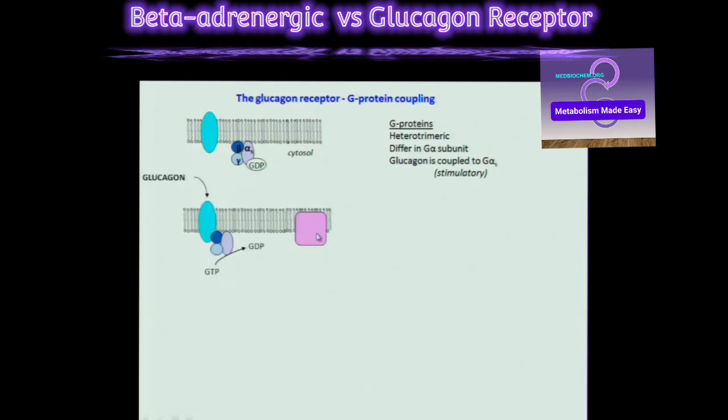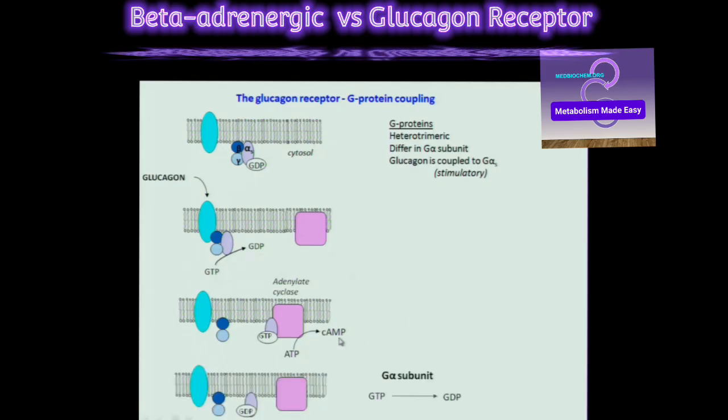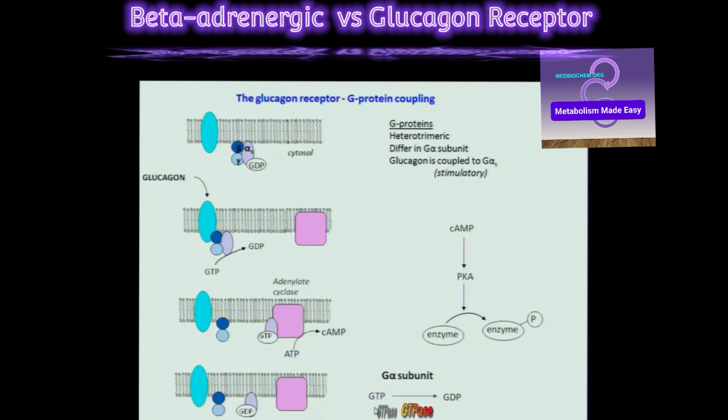Gs-alpha, adenylate cyclase, cyclic AMP is produced, and PKA is activated. And again, finally, a reminder that the alpha subunit has GTPase activity to hydrolyze GTP to GDP to terminate this entire process.